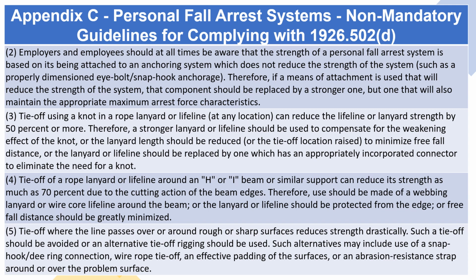5. Tie-off where the line passes over or around rough or sharp surfaces reduces strength drastically. Such a tie-off should be avoided or an alternative tie-off rigging should be used. Such alternatives may include use of a snap hook/D-ring connection, wire rope tie-off, an effective padding of the surfaces, or an abrasion resistance strap around or over the problem surface.